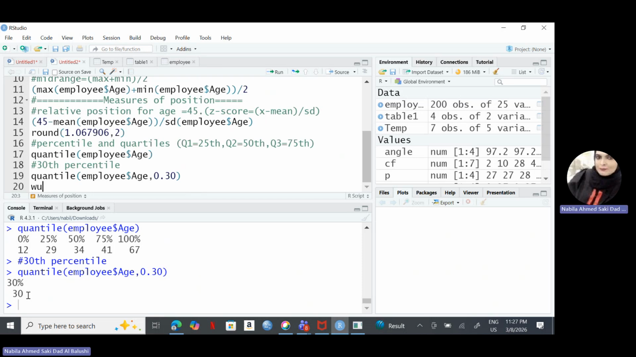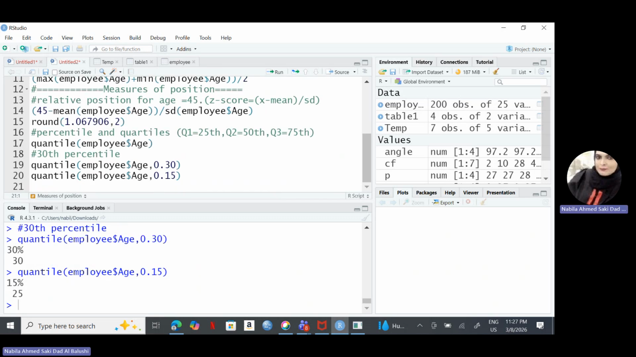What about the 1.5th percentile? So take the command quantile, employee$age, comma, 0.015. So this means that for an employee of age 25, there are 15% of employees below this age. Okay, so this is regarding the measure of positions.